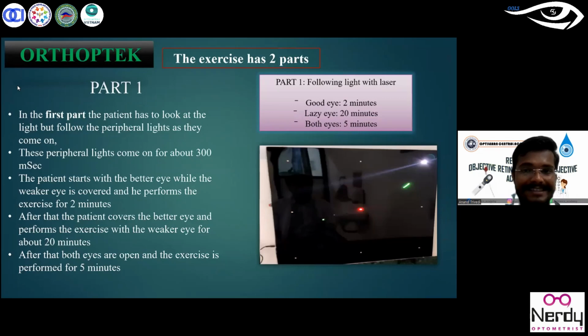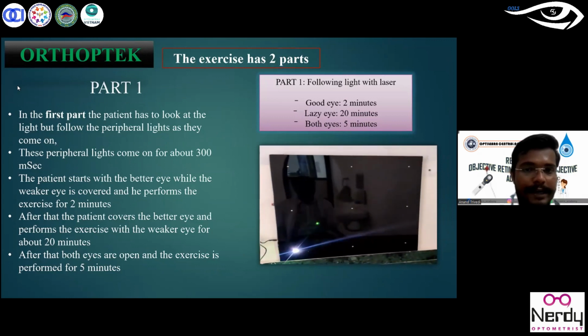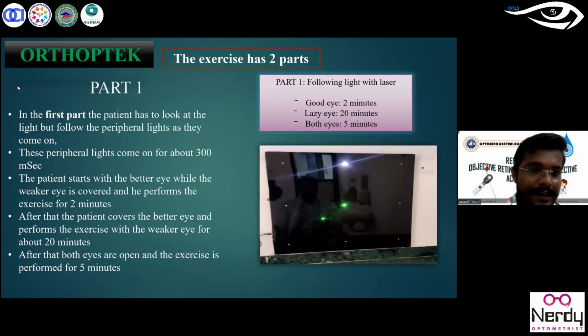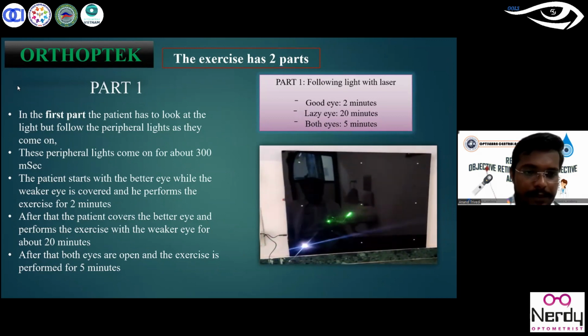Okay, so the exercise has two parts. We're talking about part one. In the first part, the patient has to look at the central light but follow the peripheral lights as they come on. I'll show the video. These peripheral lights come on for about 300 milliseconds.